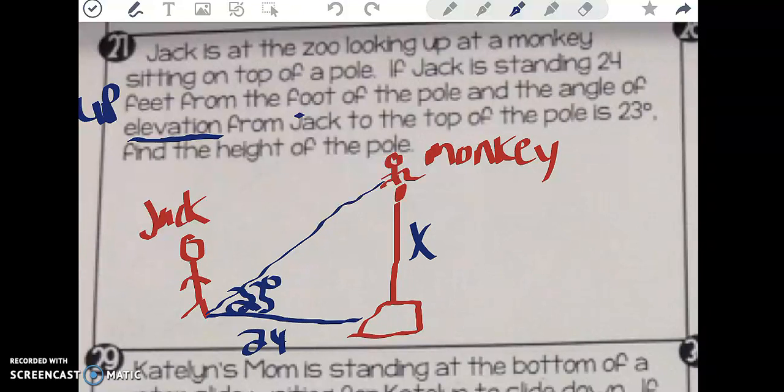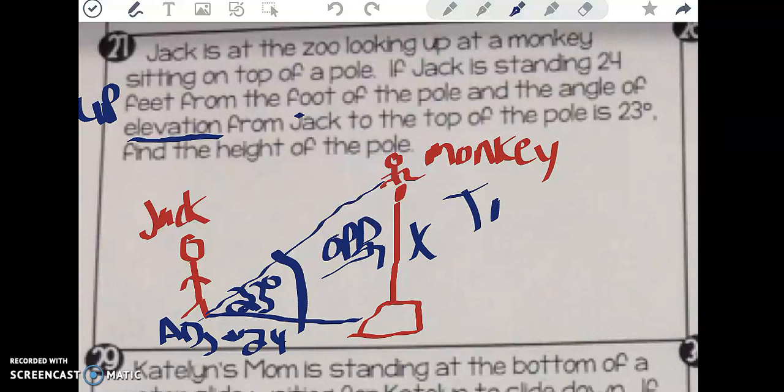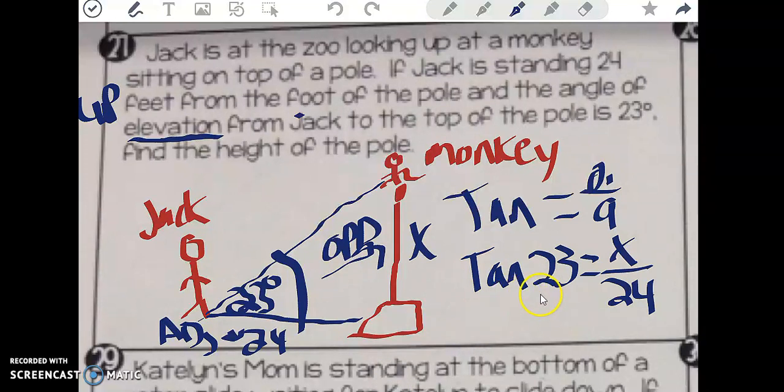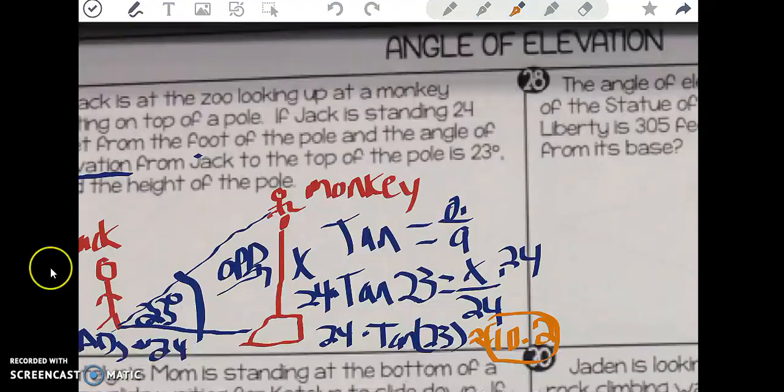So in this particular problem, we have the elevation dealing with this angle. We have the opposite here, and the one that's right next to it, which is the adjacent. Which one deals with adjacent and opposite? Tangent. So you have tangent of the angle is equal to opposite over adjacent. In this particular problem, I went ahead and wrote it out for you. It's tangent of the angle, which is 23, is equal to x over 24. And to get x by itself, you must multiply by 24 on both sides. And by the time you multiply both sides by 24, you end up with 10.2. So the pole is about 10.2.